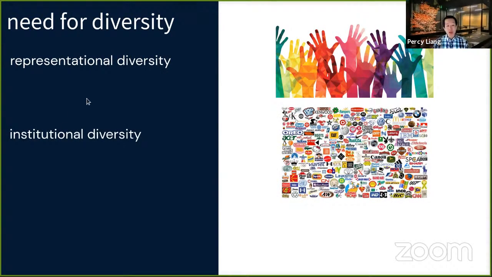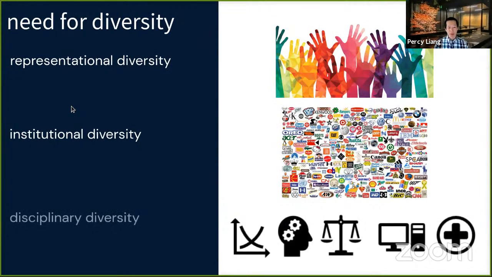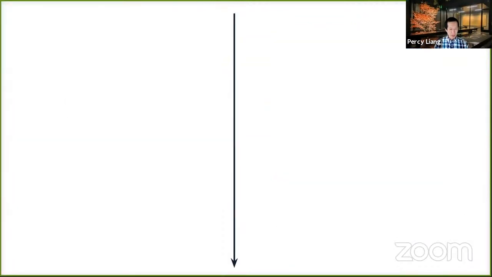We want institutional diversity from not just companies, but universities and nonprofit organizations. And finally, we want disciplinary diversity. Given the highly socio-technical nature of these foundation models, it can't be only AI or computer science researchers. We need experts from law, political science, economics, information science, sociology, and so on. And the need for interdisciplinary diversity is what really prompted us to create the center at Stanford.